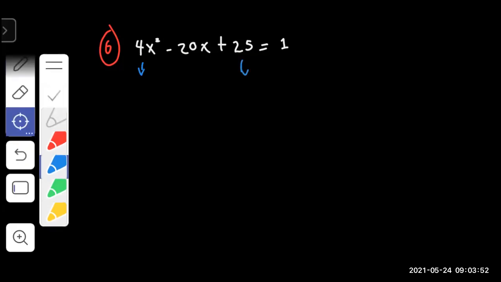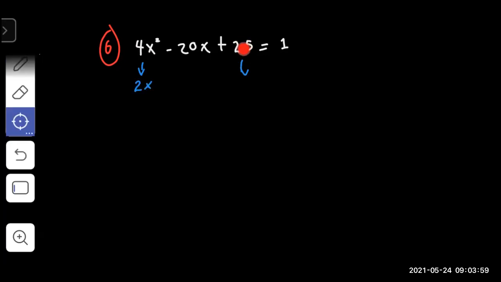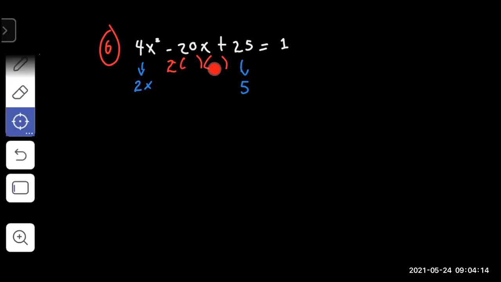Can someone tell me, how do you factor 4x squared in 2 equal pieces? 2x and 2x, right? And 25 in 2 equal pieces. 5 and 5. How do we check the middle term? Using the formula 2 times A times B, right? So let's plug this in and let's see if we get a middle term.